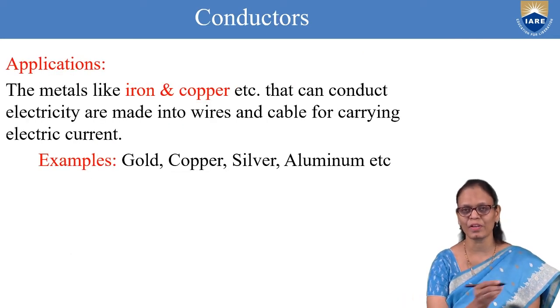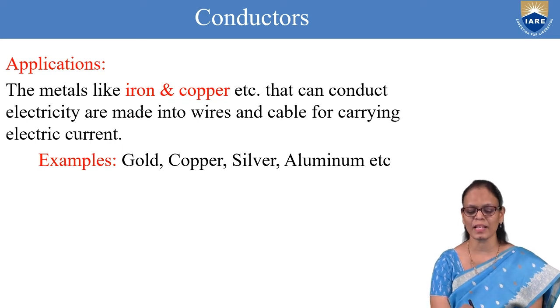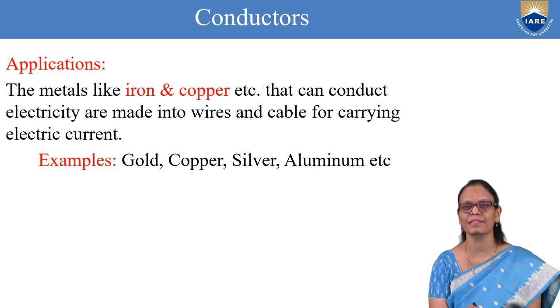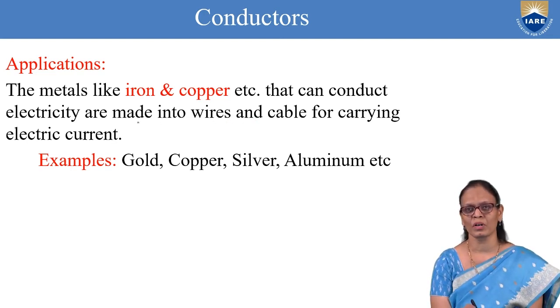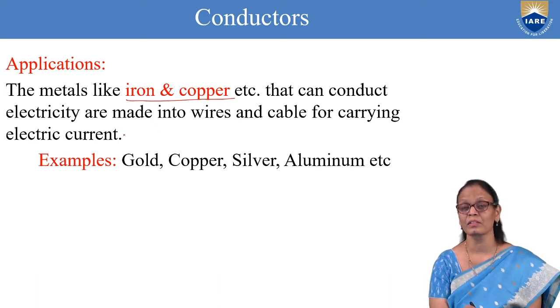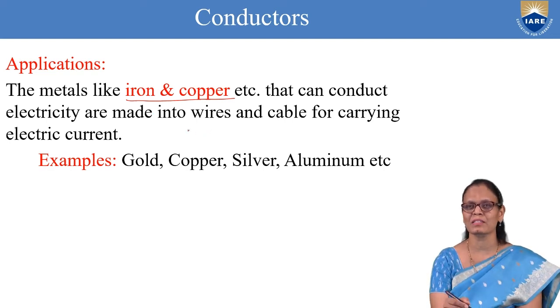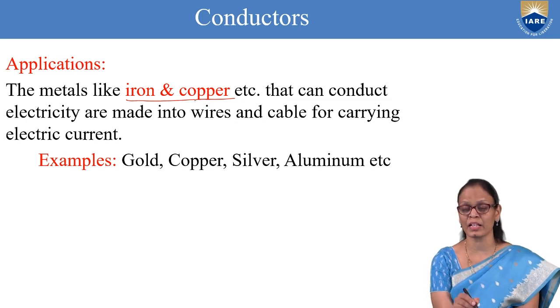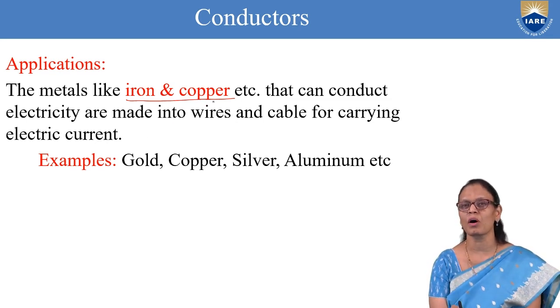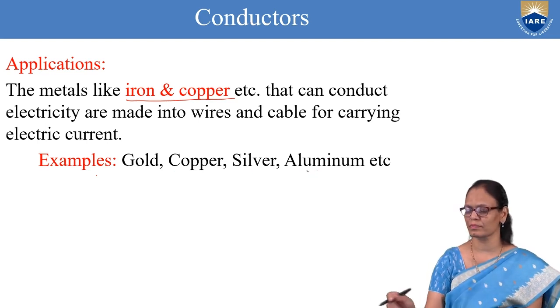So what are the applications where we are going to use these conductors? Metals like iron and copper that can conduct electricity are made into wires and cables for carrying the electric current. Initially we used to have only copper cables for carrying the current because copper is a good conductor. Now we have many types of materials used for carrying current, but the conventional one is copper cables. Other examples of good conductors are gold, copper, silver, aluminium. All these are very good conductors.